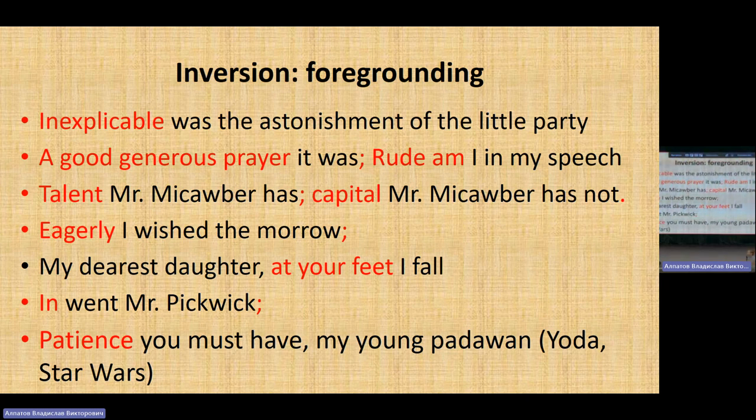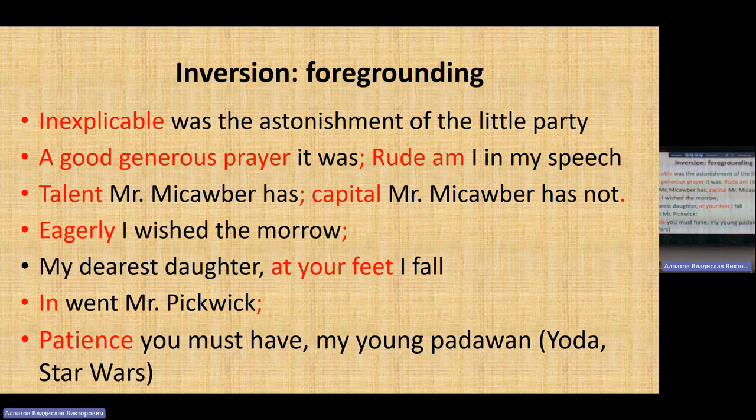Often inversion is also used to express concession, that although something is like this, yet something else. "Talent Mr. Micawber has, capital Mr. Micawber has not." This is an all too frequent situation, don't you think? People having talent and no money. And in this case, talent and capital both have the roles of the direct object. Mr. Micawber has talent.